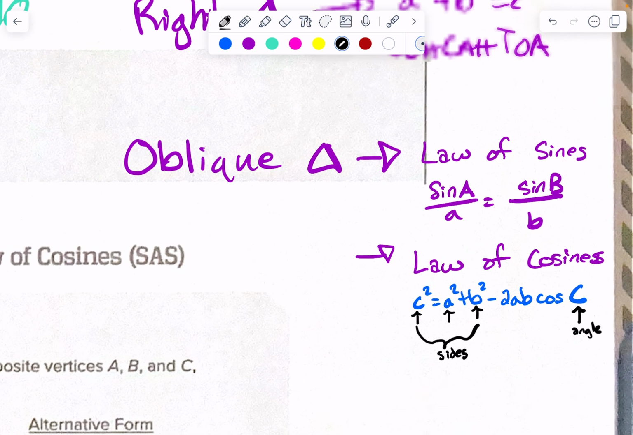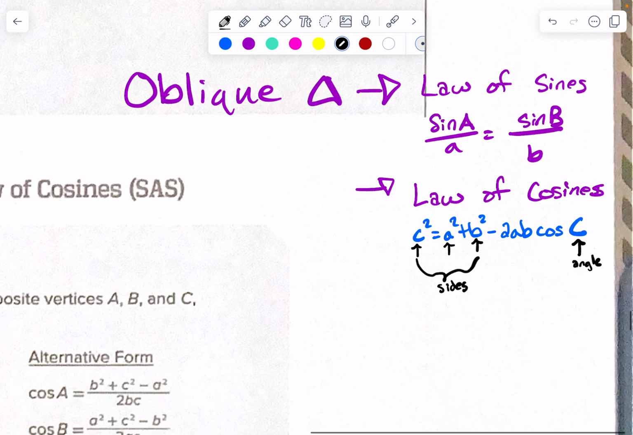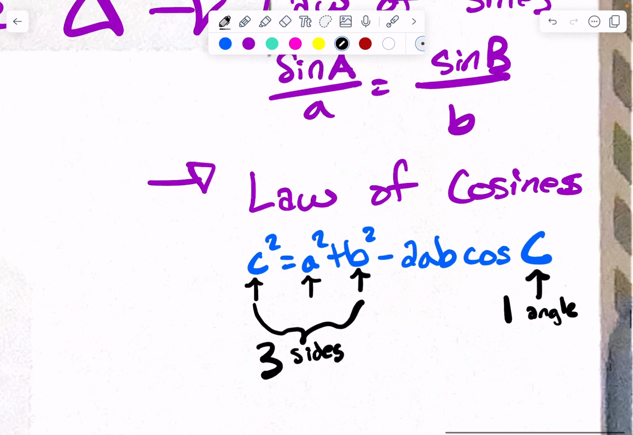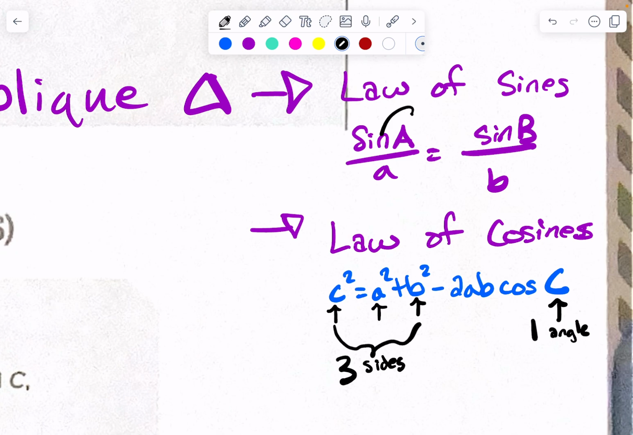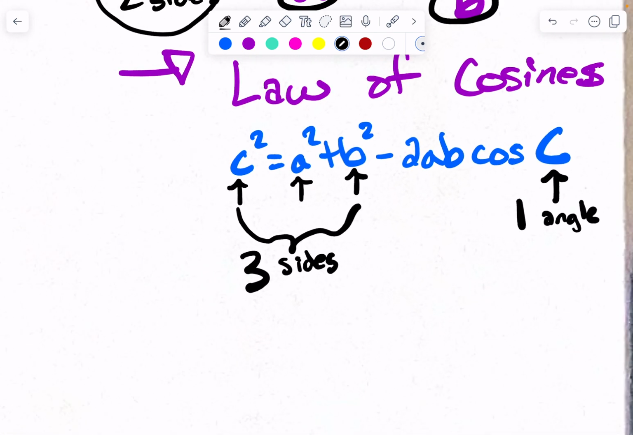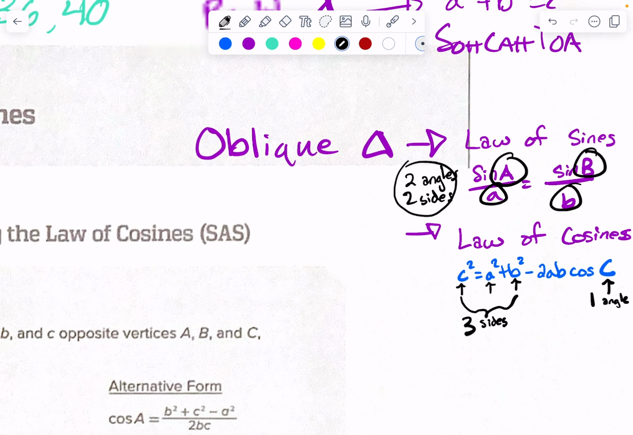So how do you know when to use the law of sines versus the law of cosines? In the law of cosines, we have 3 sides and 1 angle involved in our formula. Versus the law of sines, we have 2 angles and 2 sides. So how do you know which one to use? You just use whichever one you have the information for. If the 4 parts involve 2 angles and 2 sides, one of which I'm solving for, I'm going to use the law of sines. If my 4 parts involve 3 sides and 1 angle, I'm going to use the law of cosines. This is what we have to use for non-right triangles.